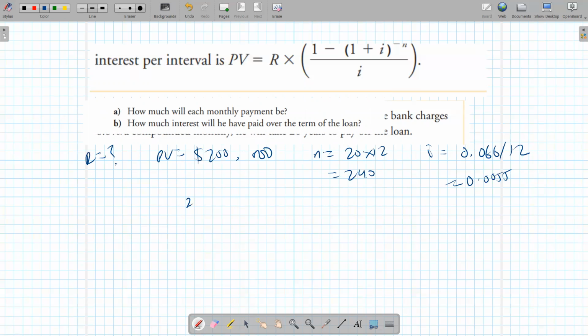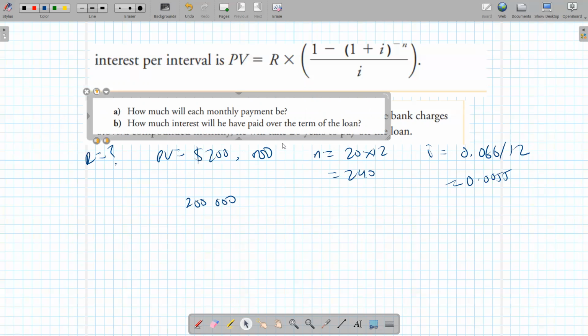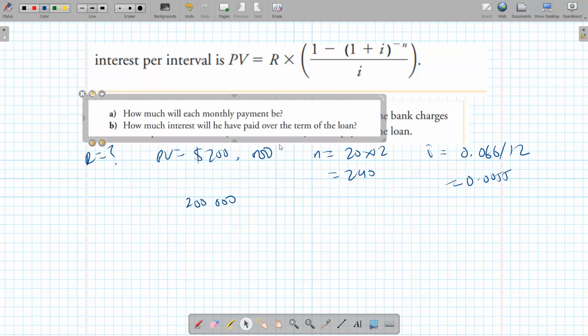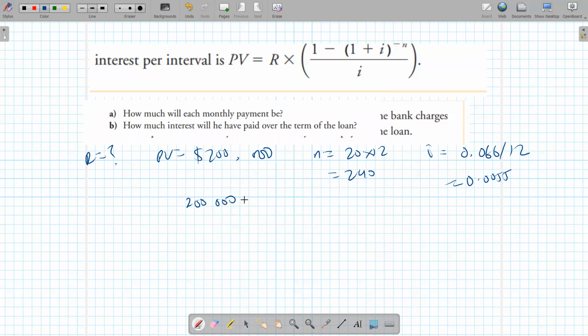All right, so we have 200,000 here. That's a cheap house. What is this? Is it a house? It's a yacht. Okay, that makes more sense. And that is equal to R, which is missing. Okay, now look at the formula here. We have 1 minus 1 plus I to the power of negative n. See that? To the power of negative n all over I, like that.